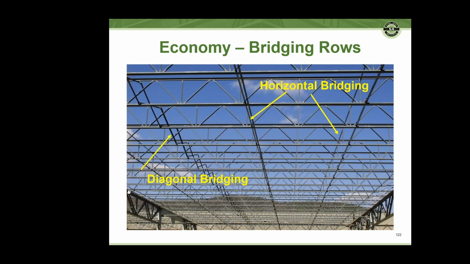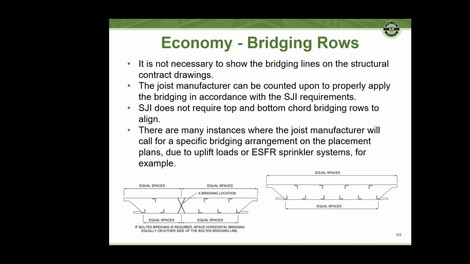A few notes here about bridging. Here's just a photo showing some typical horizontal bridging rows and diagonal bridging rows. It is not necessary to show specifically the lines of bridging on the structural contract drawings. The joist manufacturer is capable and can be counted upon to properly apply the bridging in accordance with the SJI requirements.